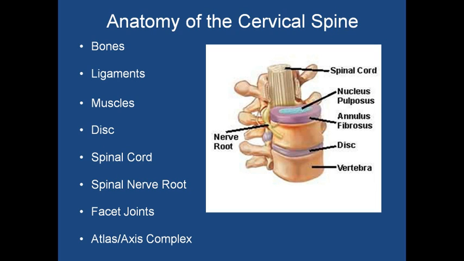The facet joints are kind of a sliding joint on either side of the vertebral body, and they open and close as you flex and extend and side bend and rotate. They're put on about a 45-degree angle to each other, and they slide up and down and open and close as you move. And the atlas and axis complex I spoke about earlier, that's your C1 and C2. The atlas is what holds the base of your head, and the axis is the rotational axis for your head.